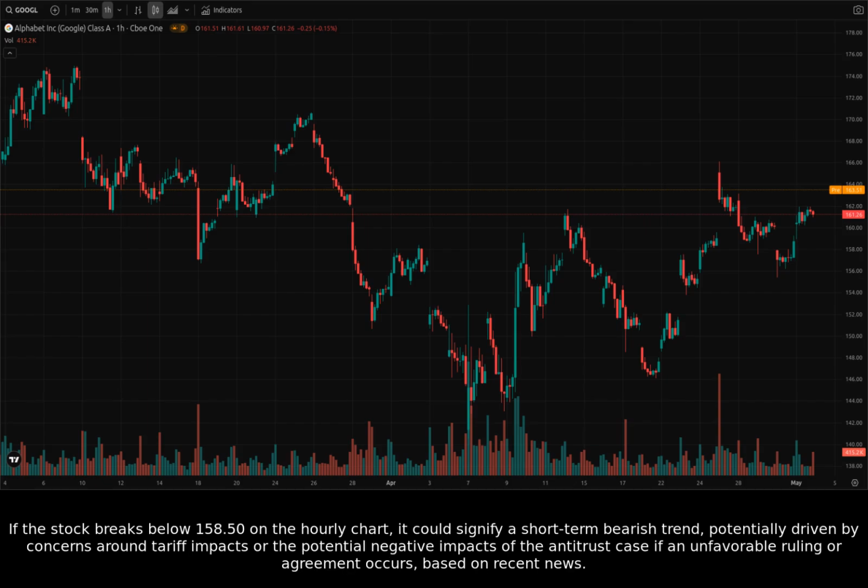If the stock breaks below 158.50 on the hourly chart, it could signify a short-term bearish trend, potentially driven by concerns around tariff impacts or the potential negative impacts of the antitrust case if an unfavorable ruling or agreement occurs, based on recent news.